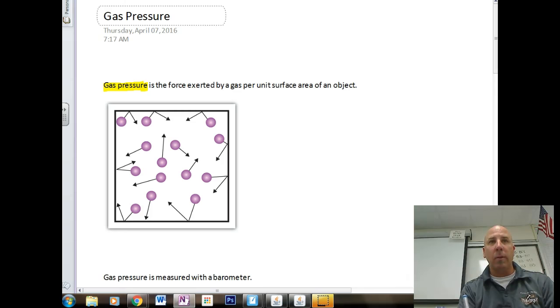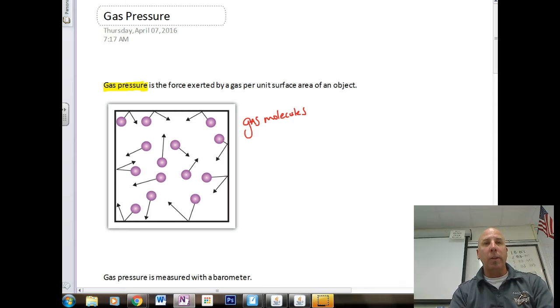What that means is, here in this box, we have gas molecules. And as we know now, gas molecules are small particles that are moving very, very rapidly, and they bounce off of each other and off of the walls of the container that you put them in, and they fill up the container. And the collisions are perfectly elastic. They don't lose any energy when they bounce off of each other.